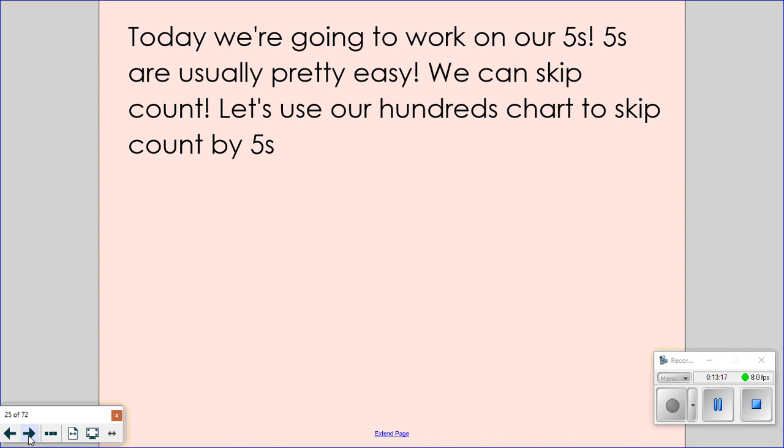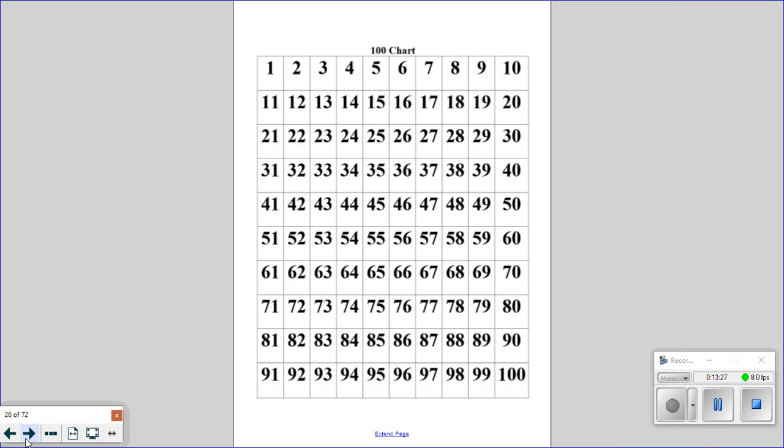5s are an easier one because we can use our fingers, and you guys are really good at skip counting already. Let's see what that looks like on a hundreds chart. So I'm going to give you a hundreds chart. If you would please get out a yellow crayon again. But this time we're going to look at where our 5s skip count fall on our hundreds chart.